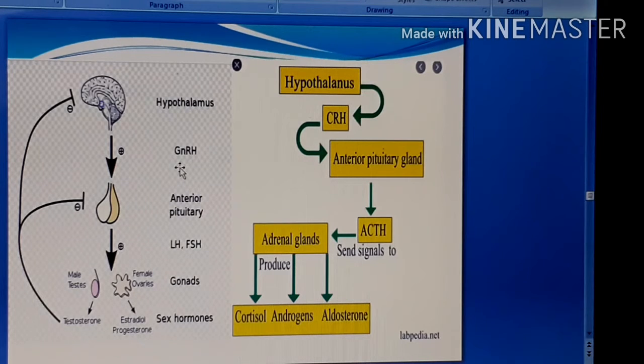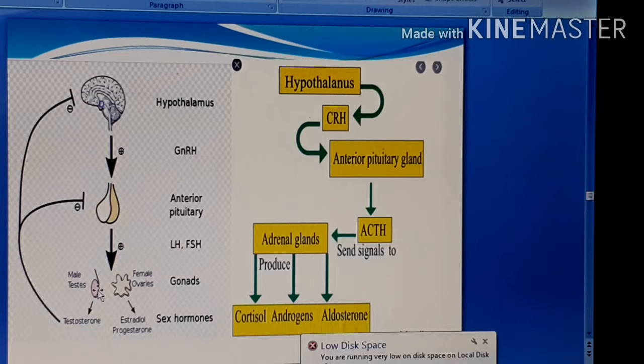So the GnRH, which is the gonadotropic releasing hormone, causes the anterior pituitary gland to secrete LH and FSH, and it is the luteinizing hormone and follicle stimulating hormone that cause the release of female hormones like estradiol and progesterone in the ovaries, and the LH and FSH cause the testes in the case of male to secrete testosterone.